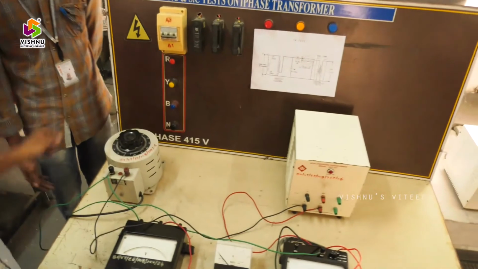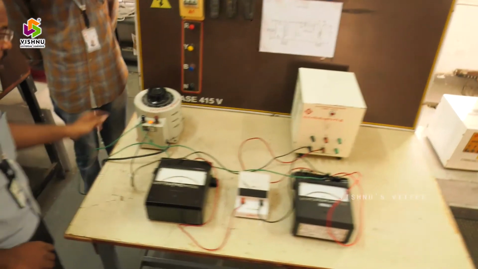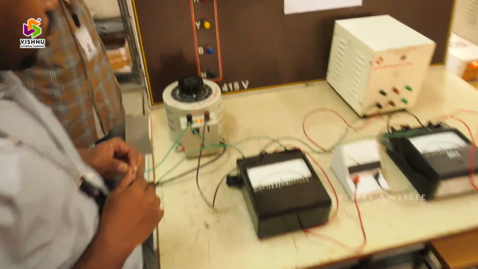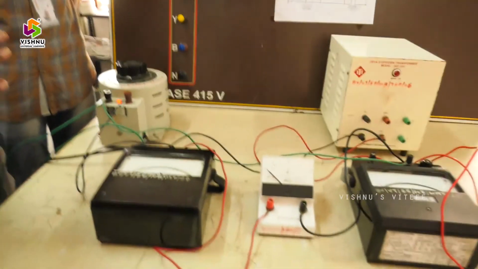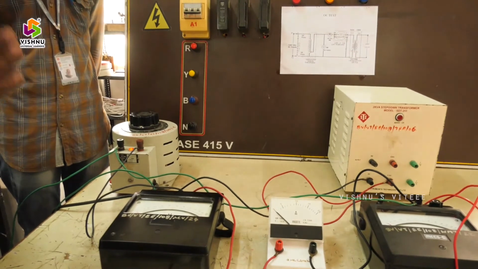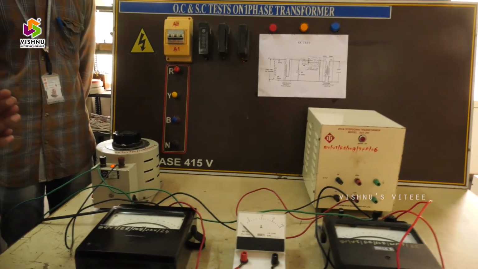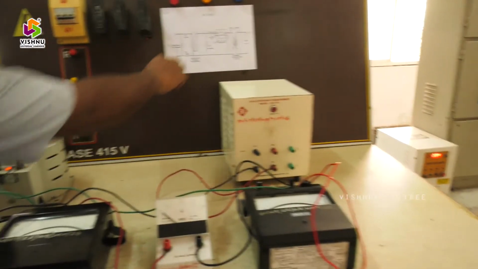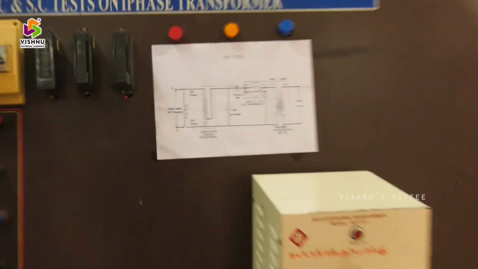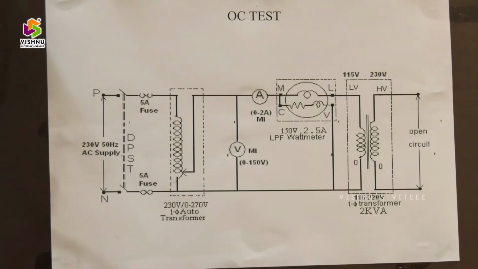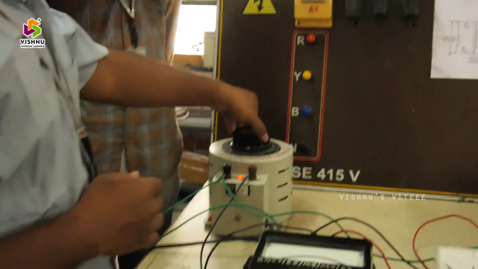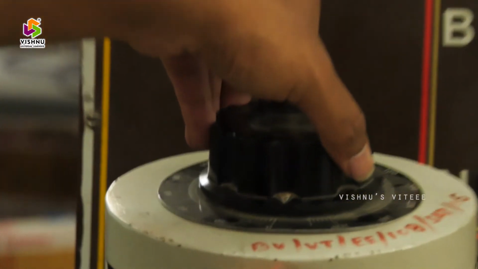Now switch on the power supply. Now we got the power across the auto transformer. The main condition for the open circuit test is that we operate it at rated voltage. The rated voltage of the transformer is 115 volts, so this is the voltage at which we conduct the experiment on the single phase transformer. By varying the knob of the auto transformer, we go up until we get 115 volts on the voltmeter reading.